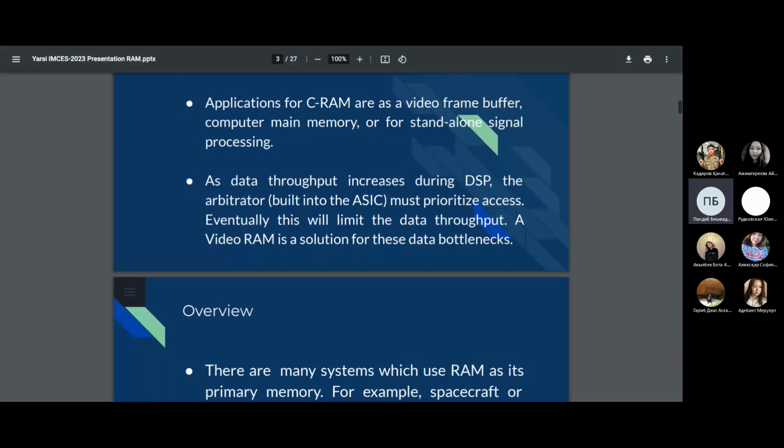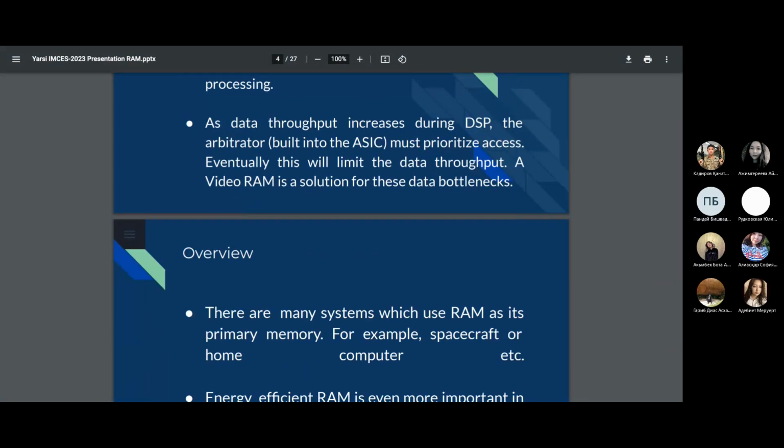As data throughput increases during DSP, the arbitrator built into the ASIC must prioritize access. Eventually, this will limit the data throughput. A video RAM is a solution for this data bottleneck.